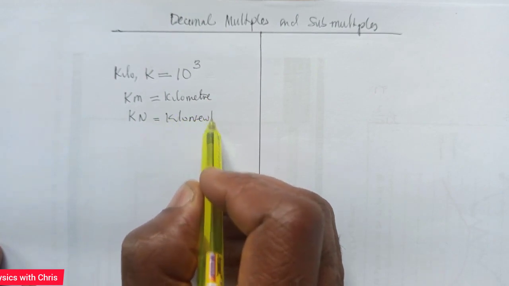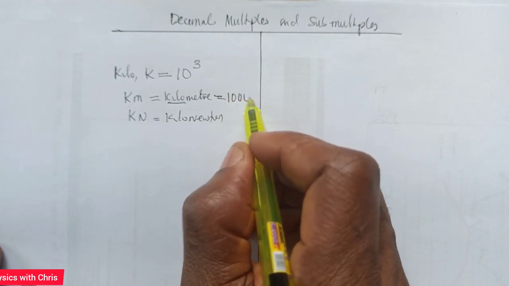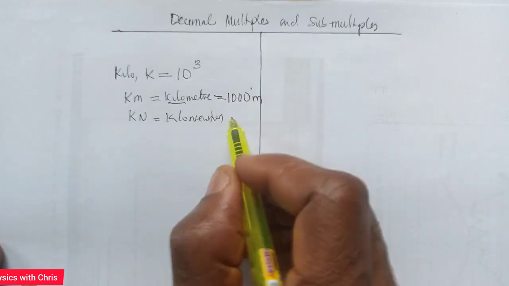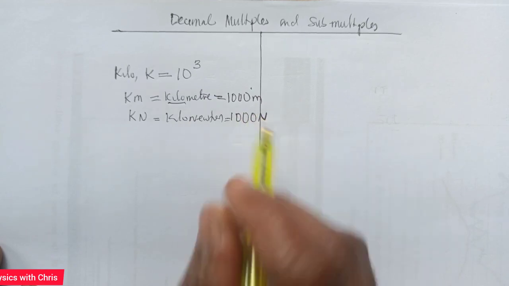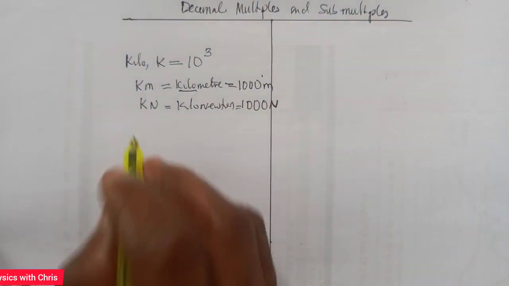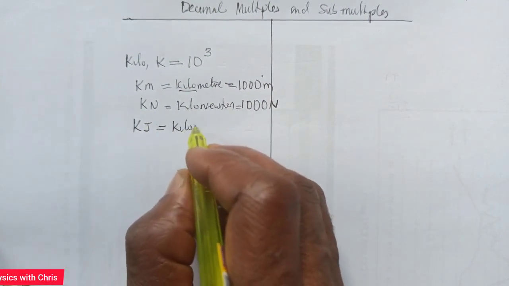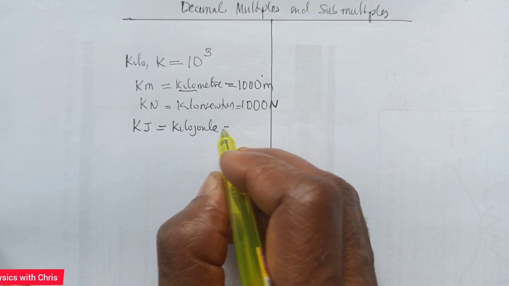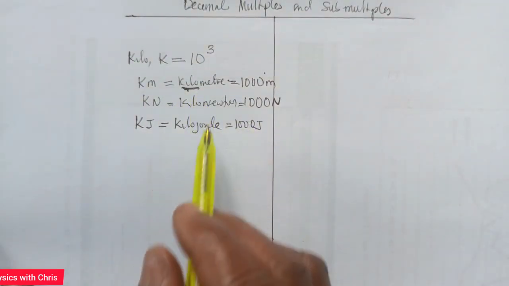See that now? Since kilo is 1000, kilometer is 1000 meters. Kilonewton is equal to 1000 newtons. See that now? If it is used with joule, of course, this is written kilojoule. Kilojoule is 1000 joules. So your kilo is 1000.